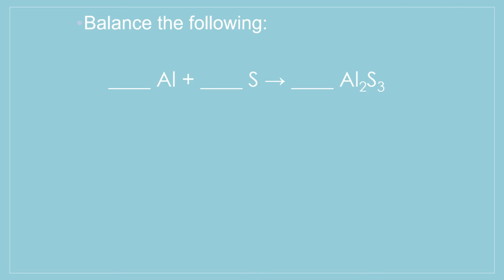So we want to balance the following equation. We have aluminum plus sulfur yields aluminum sulfide. So let's look at a molecular model of this. We have these circles here. I have aluminum. There's no subscript, so we know it's 1. So I see a silver circle. For sulfur, I see a yellow circle.